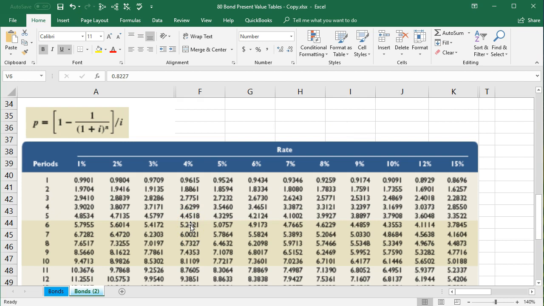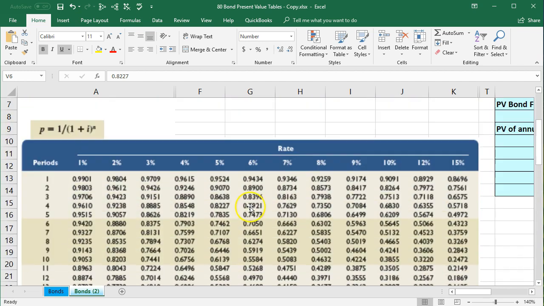So once we get the right table, we just do the same thing. We're going to go 5% for a semi-annual rate, the yearly rate divided by 2. And then we're going to take it out for how many time periods did we have? 2 years, 4 time periods. So it's going to be this 3.5460. So remember that number.